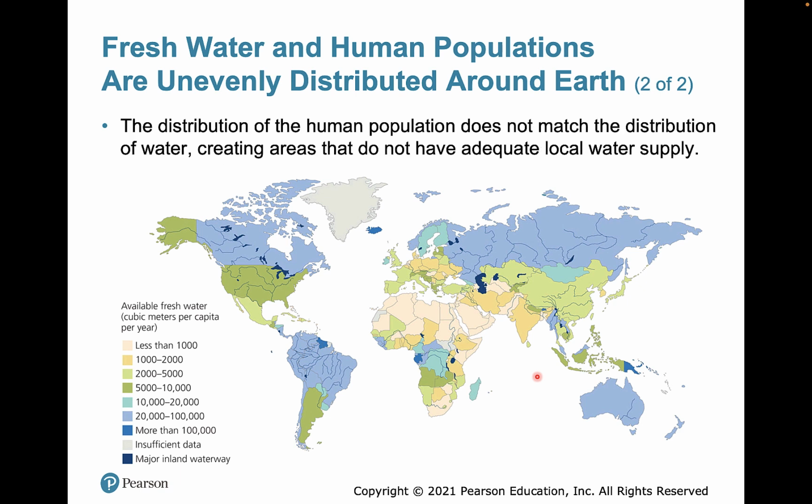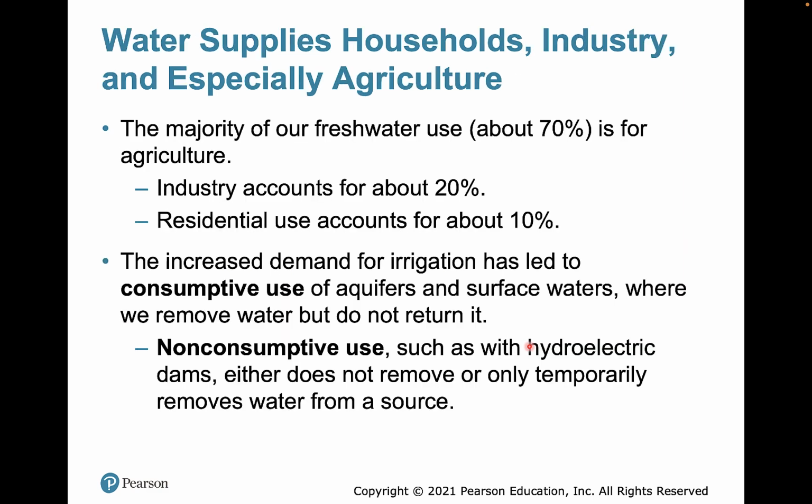Human distribution does not match water distribution. There are areas, the Middle East and Northern Africa, and even places in Southern Africa, like South Africa, that do not have adequate local water supply, which puts stress on the people and the infrastructure there.